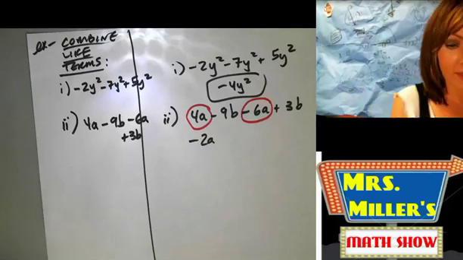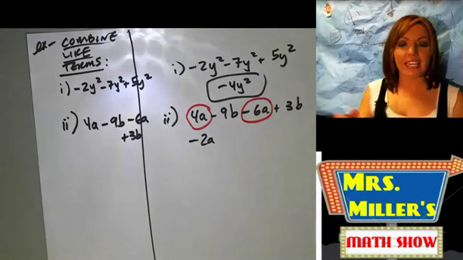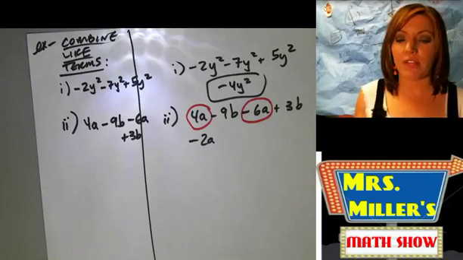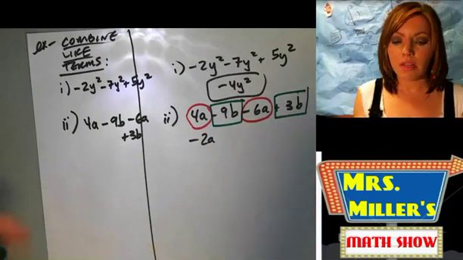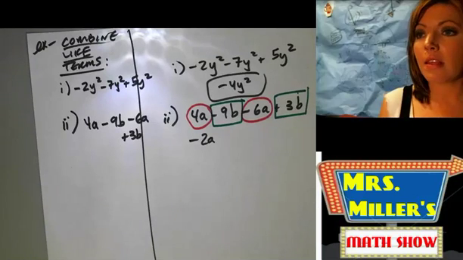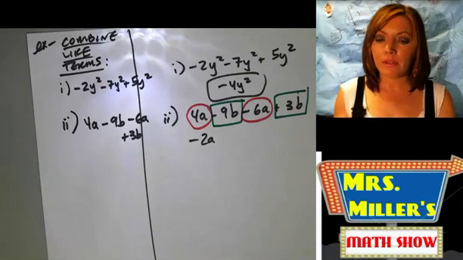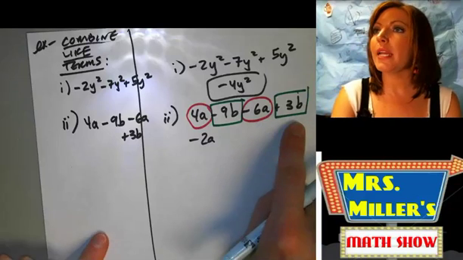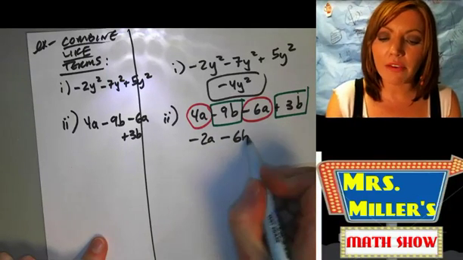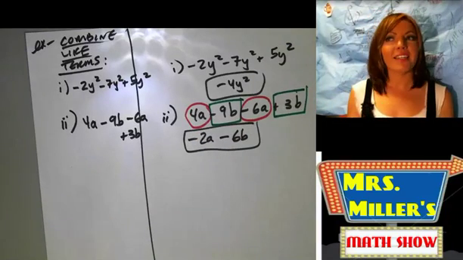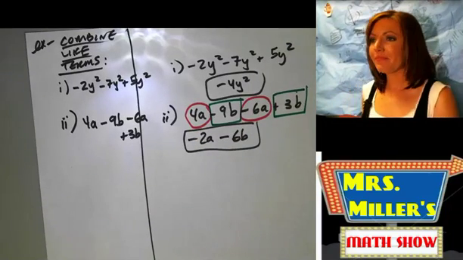Nicely done. All right. Thane is going to give us another one. What's another pair of like terms here? Negative 9b and 3b. So negative 9 plus 3, that would be negative 6. Excellent. Everybody give it up for Thane. Nicely done. Okay. Last example.